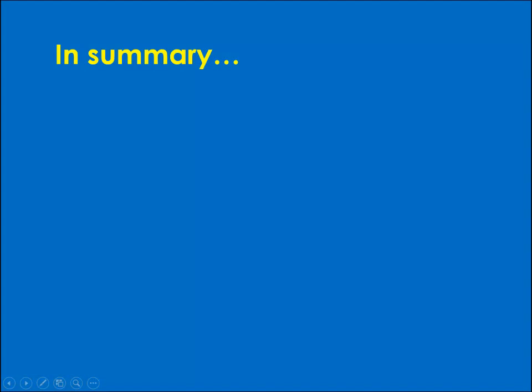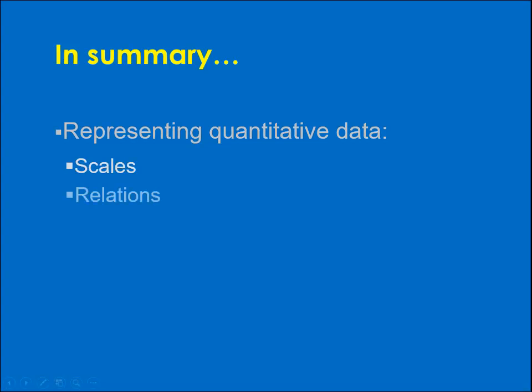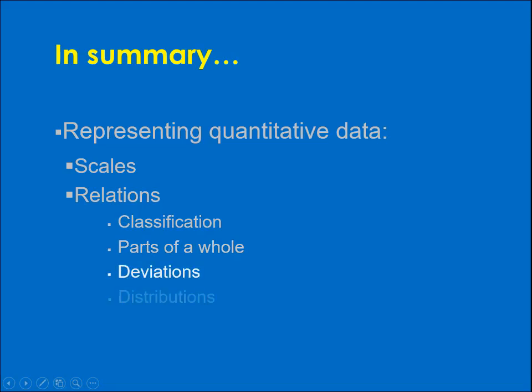Summing up, in the points addressed in this lesson, we see the representation of quantitative data and how this can manage a series of scales and relationships, and how we can analyze them from the perspective of a classification, from the perspective of parts making up a whole, from the perspective of deviations happening in results, distributions, and correlations. This concludes this lesson, and we get ready for lesson 4.